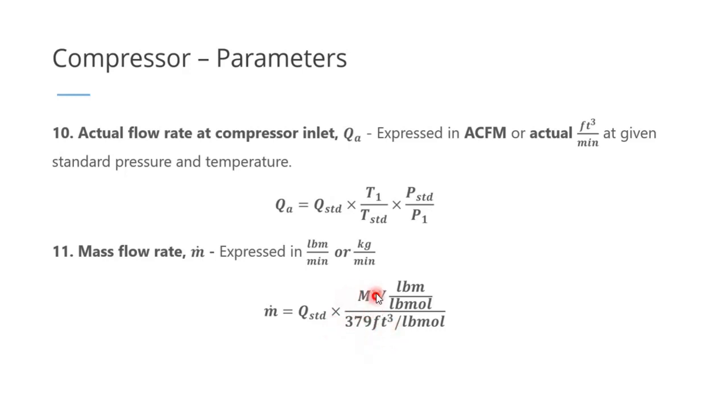So, also, you need the molecular weight. So, for air, this is 30 pound mass per pound mole. And then, yung cubic feet per minute, ma-convert mo into pound mass per minute. Or in metric, kilogram per minute.